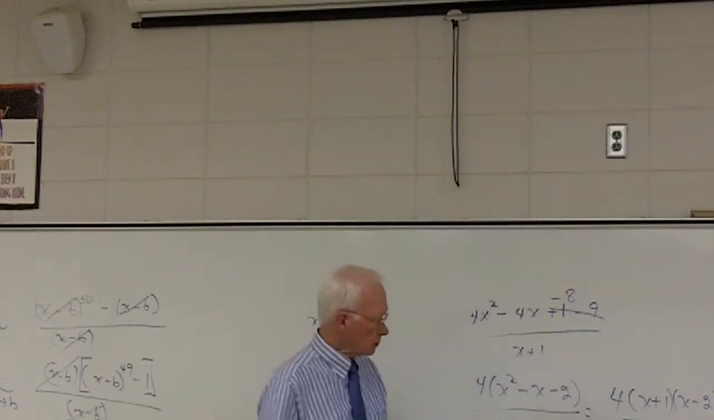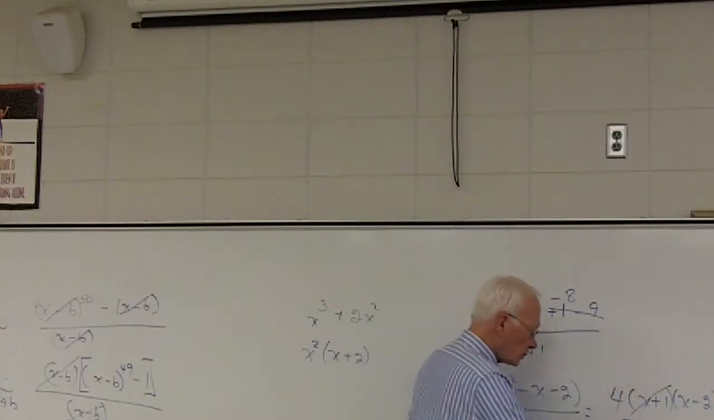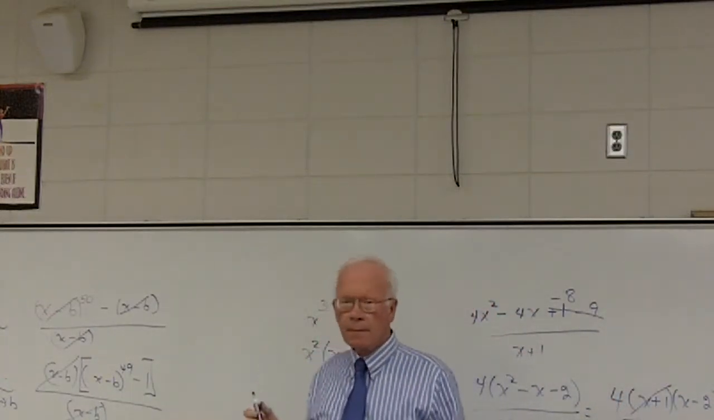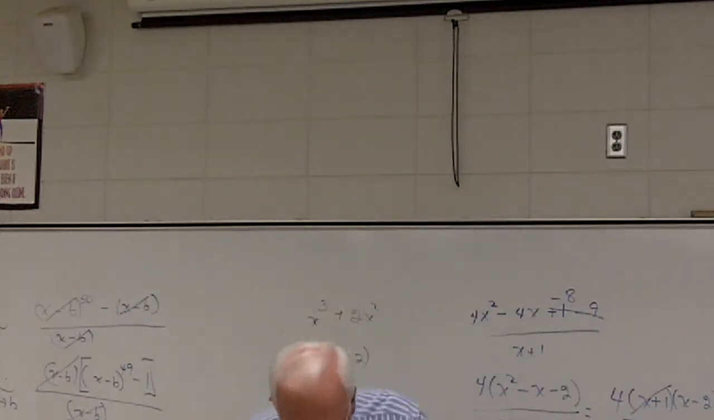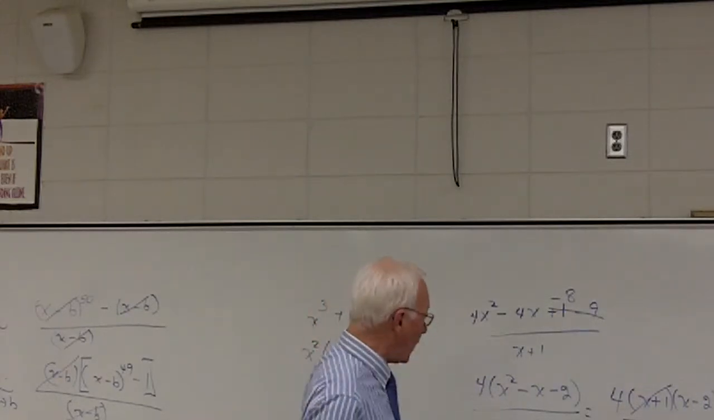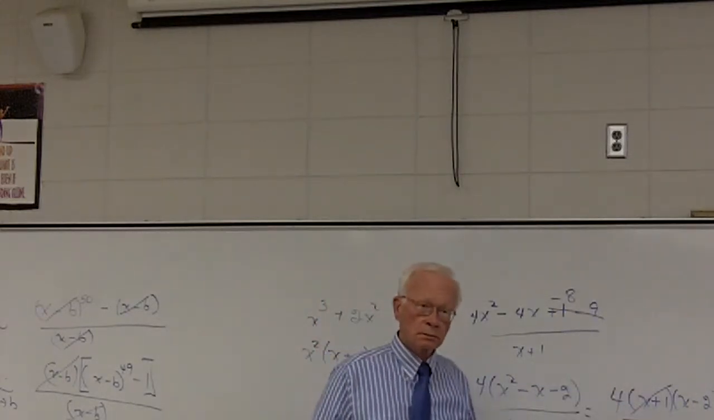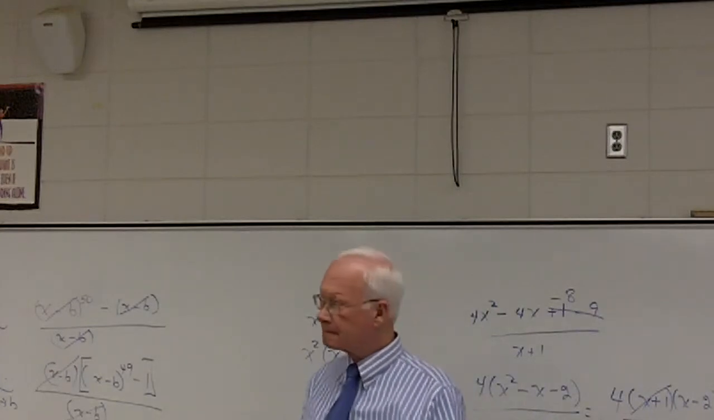Cancel. Okay, you just did that. So it's 4x minus 8 is the final answer? No, you have to evaluate this at x equals negative 1. So you put in negative 1, and you get negative 3 times 4, negative 12. Okay? Can you do 42?